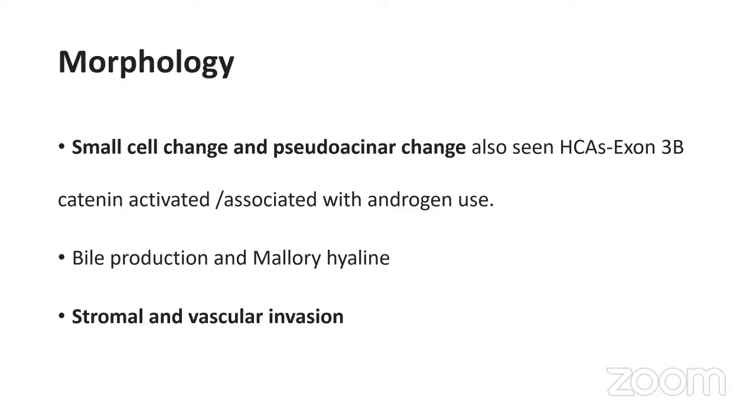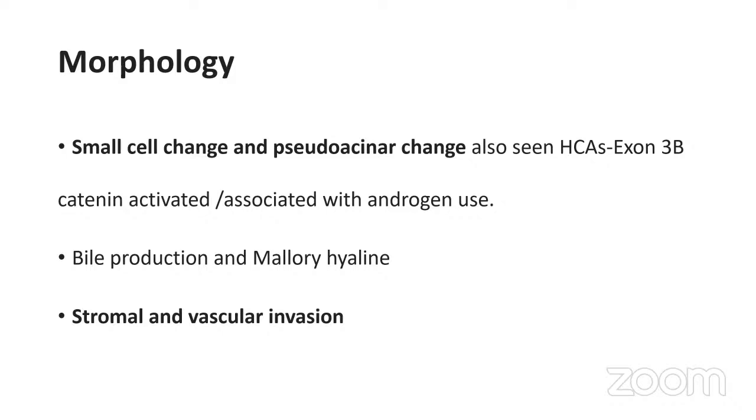So you see small cell change. By that we mean that there is higher N/C ratio, and then also you can see pseudoacinar change. Both these changes can also be seen in exon 3 mutated hepatocellular adenomas, and the other features you see is bile production, Mallory hyaline, again more often seen with hepatocellular carcinoma. So if seen, they are helpful. And stromal and vascular invasion are pathognomonic of hepatocellular carcinoma, but then again, they are not always seen in needle core biopsies.